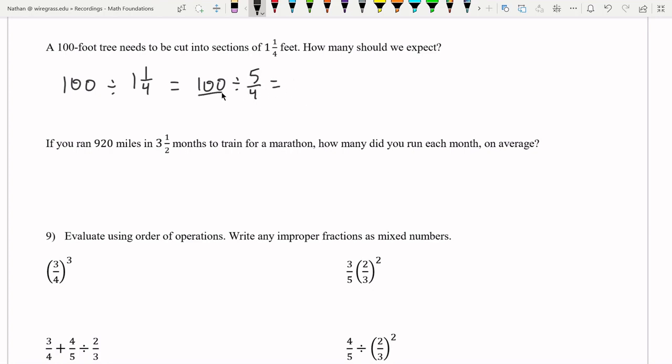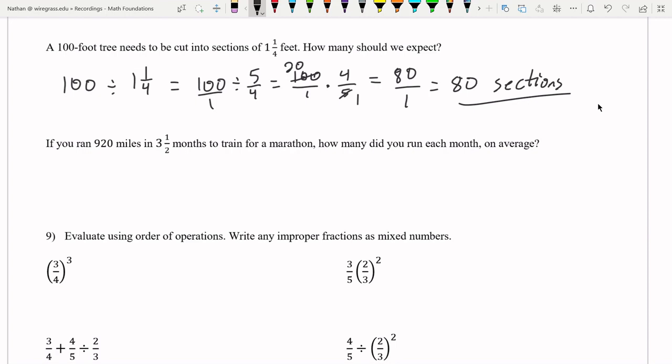And then I'm going to multiply by the reciprocal. And I can cross cancel, right? 5 can go into 100 20 times. And going straight across, 20 times 4 is 80. 1 times 1 is 1. So we expect 80 sections.